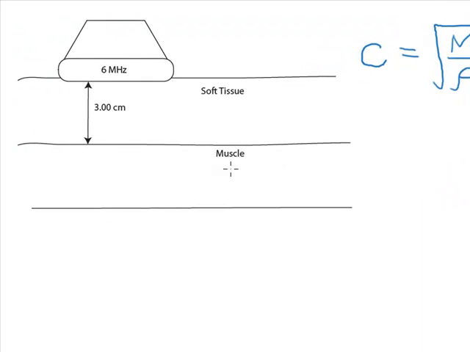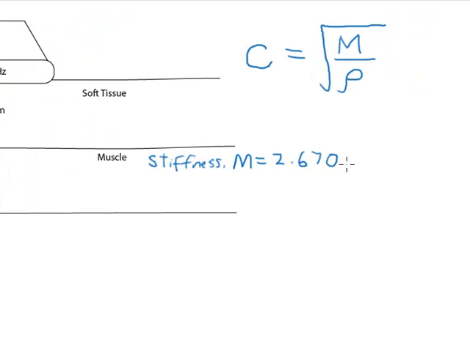So for example, muscle tissue has a stiffness m equal to 2.670 times 10 to the 9th newtons per square meter. You'll notice this is similar to the units of pressure. Then it has a density.